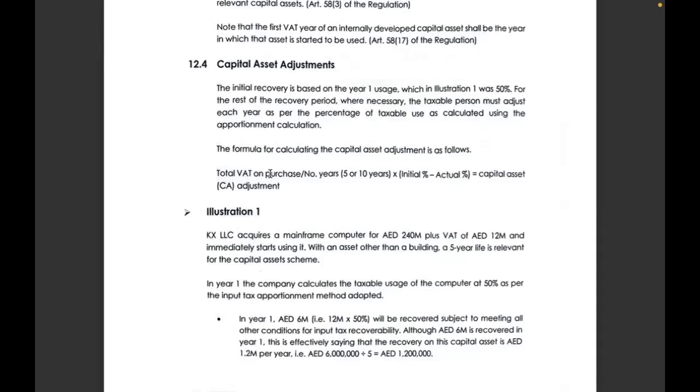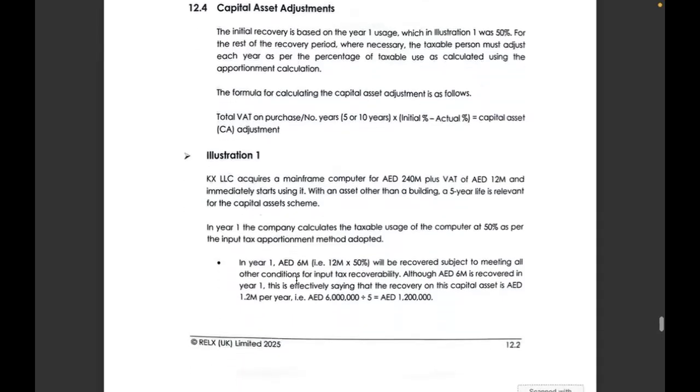Total VAT on purchase divided by number of years. So that will give us the per year VAT, right? Multiplied by initial percentage minus actual percentage. So that will be the capital asset adjustment. If you really look at it, the initial percentage will be the year one calculation. We'll look at it.